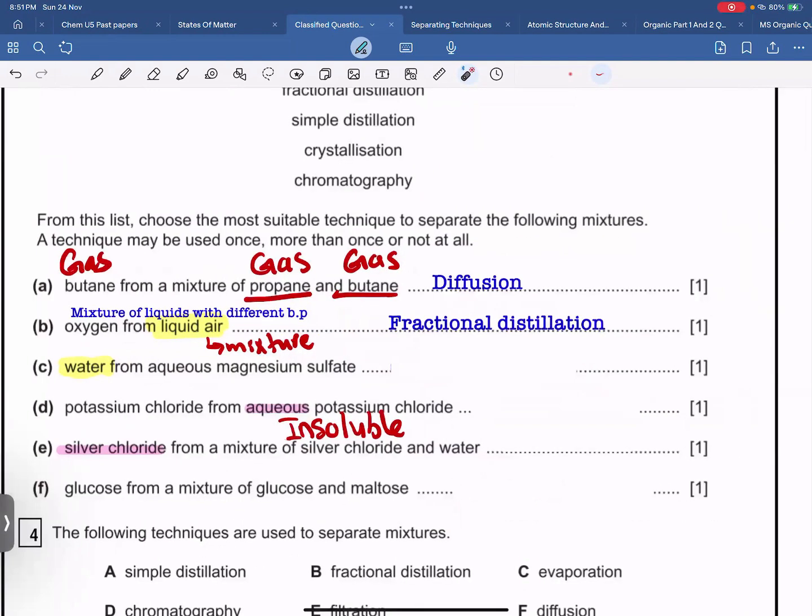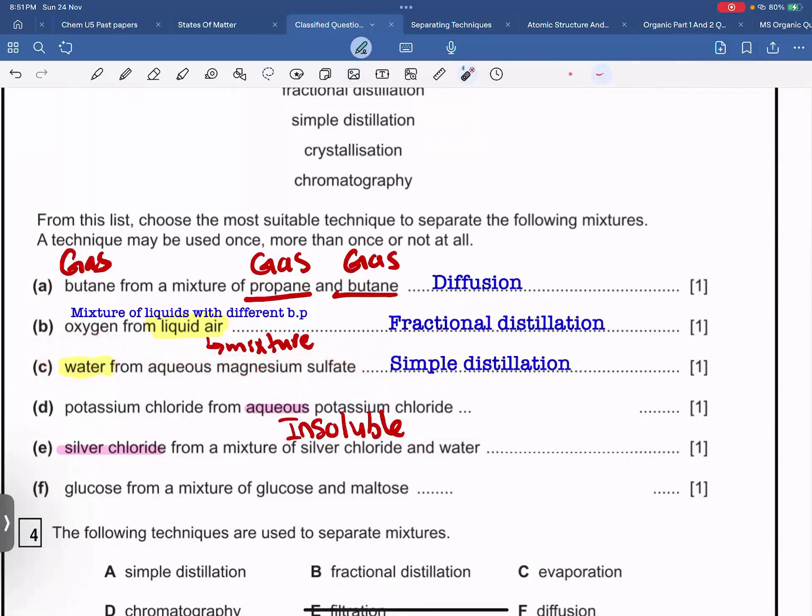And then water from aqueous magnesium sulfate. Aqueous is the key word, which means magnesium sulfate is already soluble in water. To separate water from solution, aqueous means you already have a solution. Aqueous, magnesium sulfate. If aqueous, then name of compound, that means this is a solution. So to separate water from solution, use simple distillation.